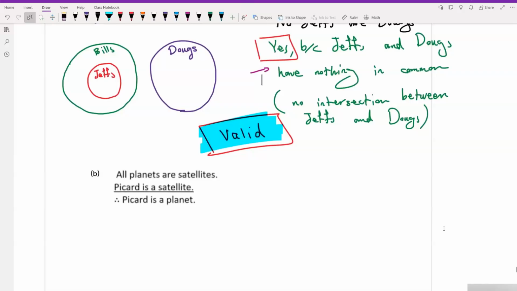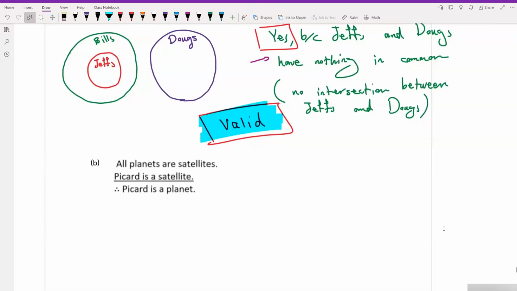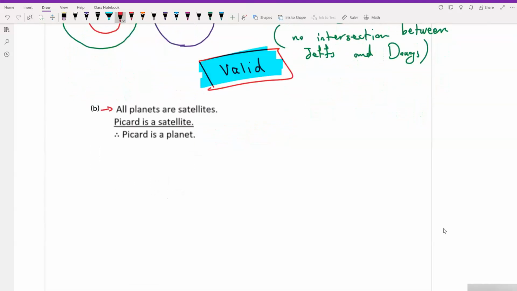Part B, all planets are satellites. Picard is a satellite. Conclusion, Picard is a planet. The first one, all planets. So first I'm going to draw this part, planets, and all of these members are inside the second part, which is satellite.